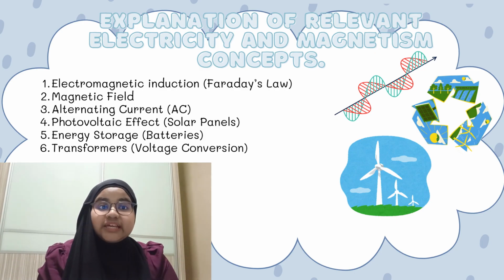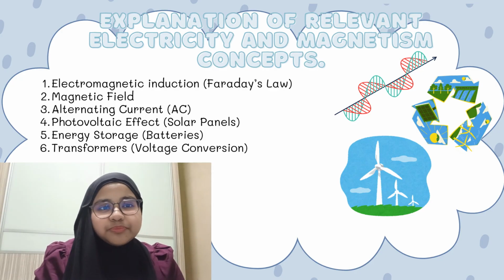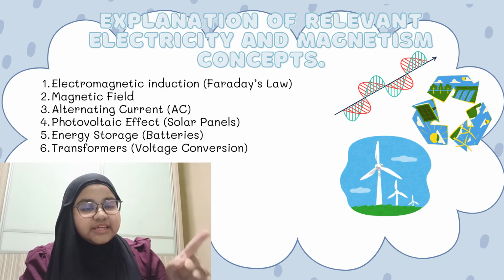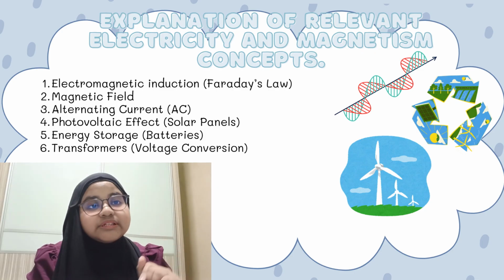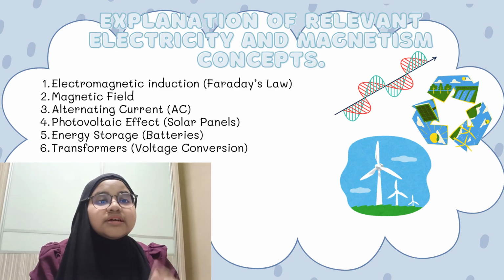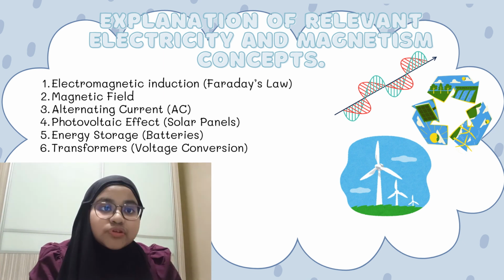Then we have AC, which is the alternating current. So how do we produce AC? Naturally, wind turbines produce AC, which is the changing current. So what produces DC? The photovoltaic effect, which is a special case for solar panels.